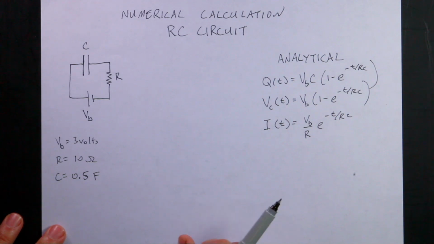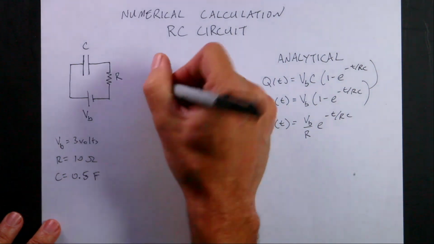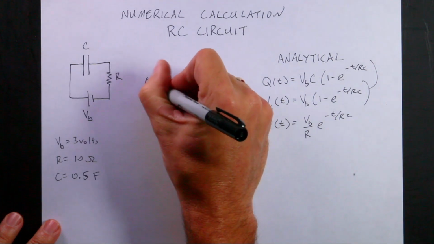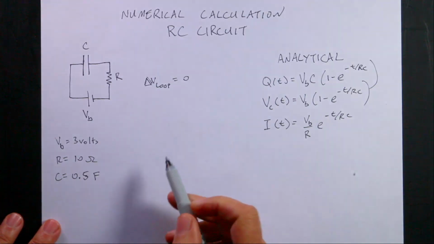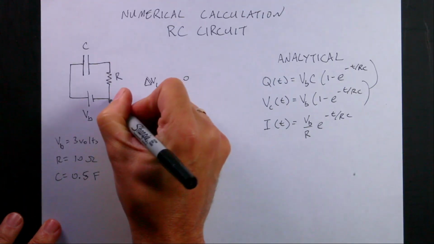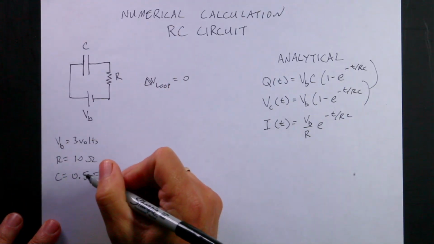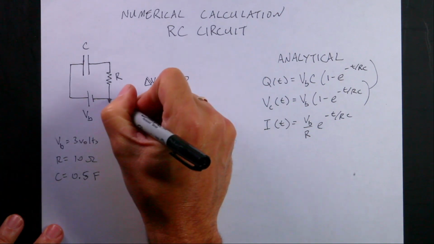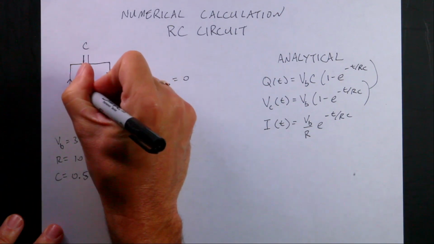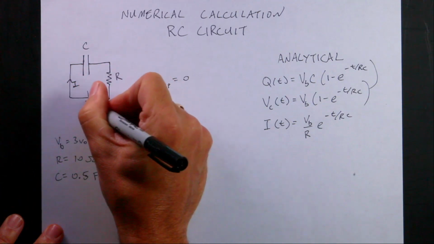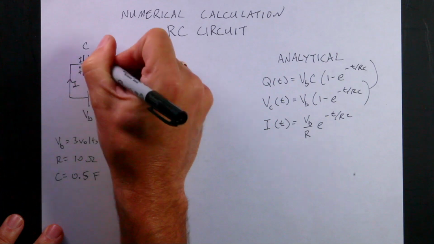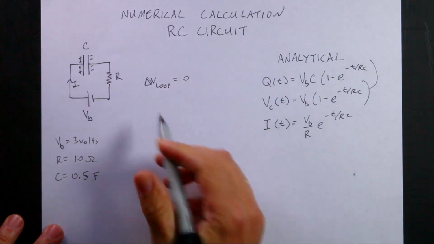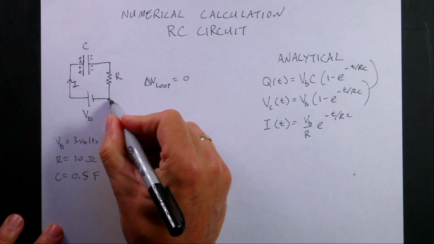Let's just get started with the loop rule. So if I say delta V around a loop for a circuit is equal to 0. That's the loop rule. It says that if I start here and go around the loop and add up the voltages, I have to get to 0. So let's start here. Let's imagine that this is the current going that way. The current comes out of the positive side of the battery, and this would be the positive side of the capacitor and the negative side of the capacitor. So I go from here to there.